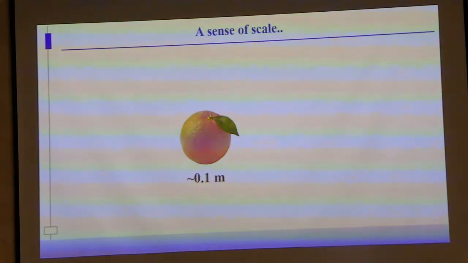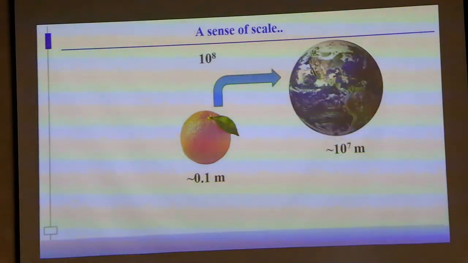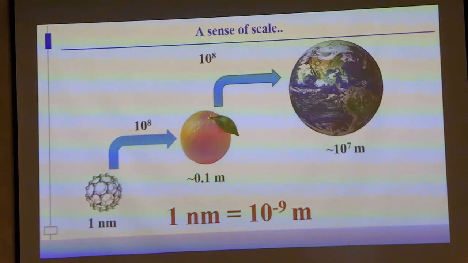Think about a simple orange, 0.1 meter in size. If you compare with Earth, Earth is 10 to power 8 times larger than orange. So just imagine what is the relation between one orange and Earth in size. And that is the relation between 1 nanometer and orange. So you can imagine how small it is. 1 nanometer.